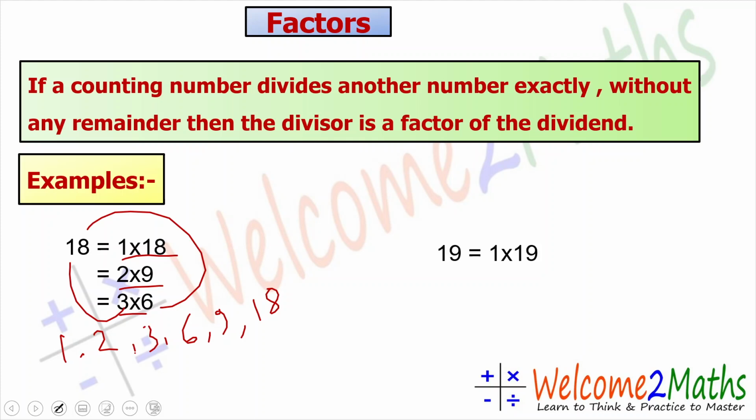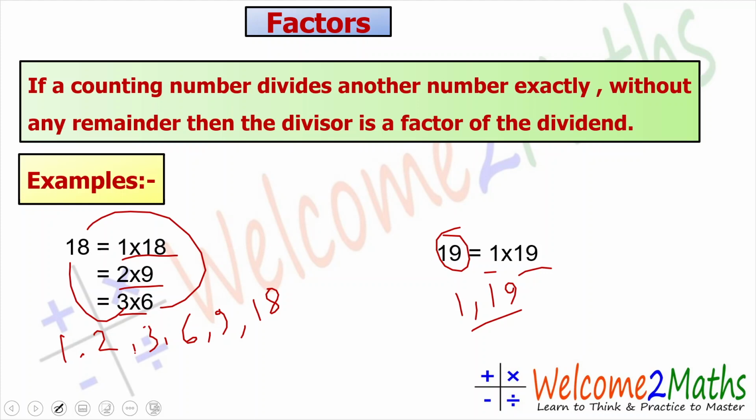Now let's see one more example. Now we have 19 here, and you see 19 is equal to 1 into 19. That means 19 has 1 and 19, these two factors only, because 19 is a prime number. So it has only two factors, 1 and the number itself, that is 19.